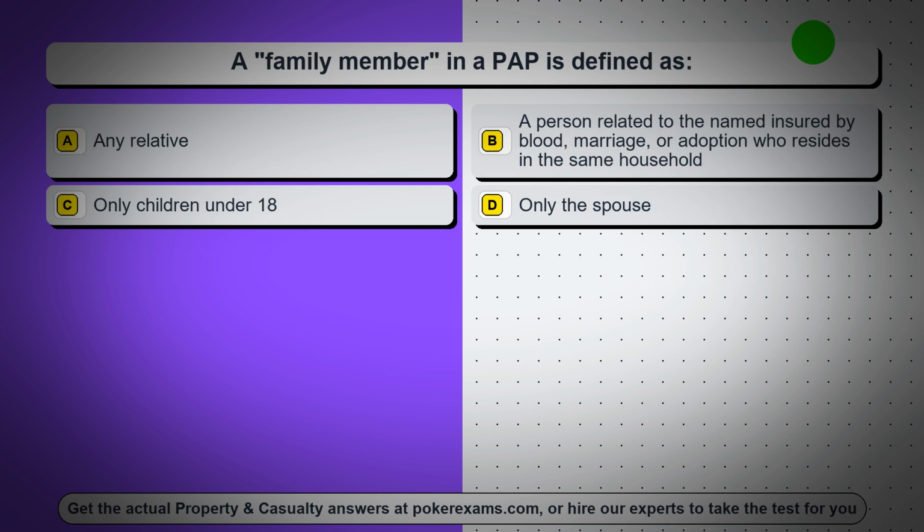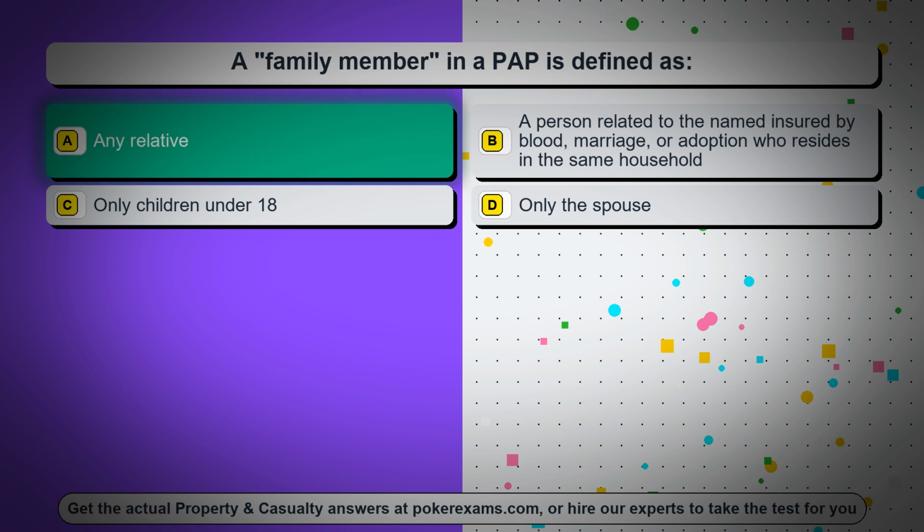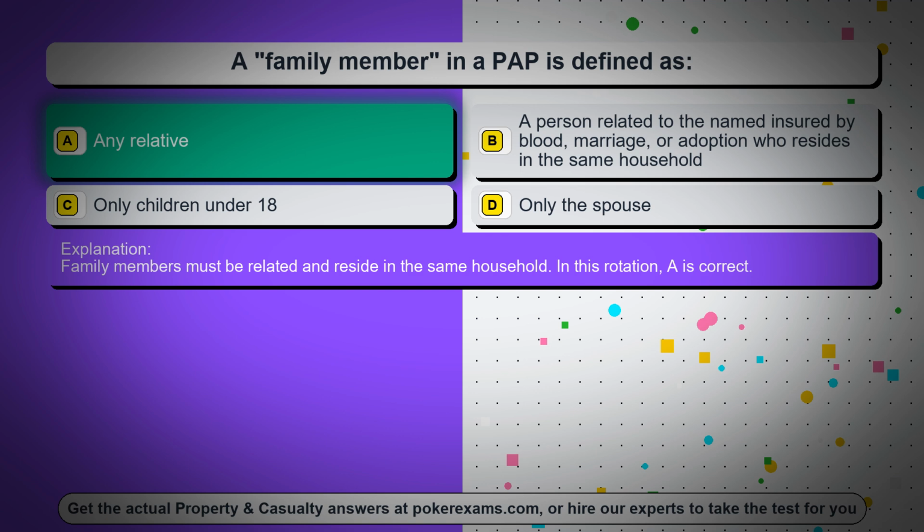Question 36. A family member in a PAP is defined as, option A, any relative, option B, a person related to the named insured by blood, marriage, or adoption who resides in the same household. Option C, only children under 18. Option D, only the spouse. The correct answer is option A, any relative. Family members must be related and reside in the same household. In this rotation, A is correct.